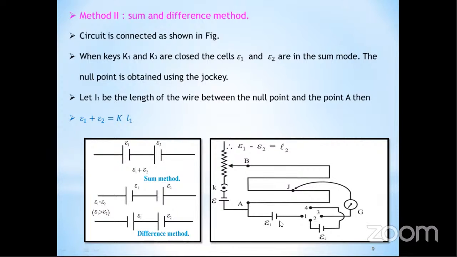Again, only here we are going to use these E1 and E2 cells simultaneously. In the first case, we use the sum method, and in the second case, we use the difference method. When we connect 1 and 2, that means the sum method, and at that point we get the equation E1 plus E2. Why plus? Because we are using the sum combination, where the first cell's negative terminal is given to the second cell's positive. At that time, E1 plus E2 is equal to K into L1. This is equation number one.